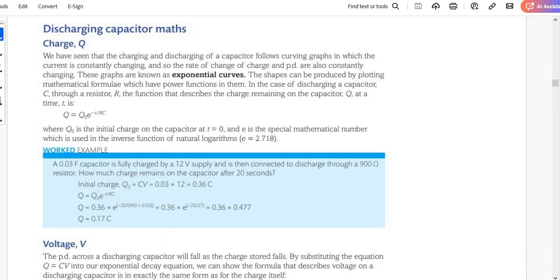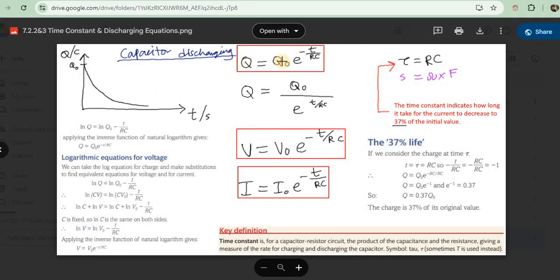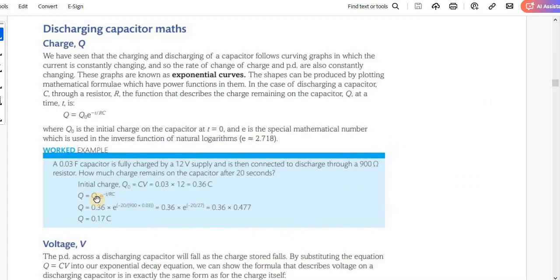So they are asking how much charge, so that means we have to find Q. So let's use this equation. Q is equal to Q naught e to the power minus T over RC. So Q naught is 0.36. How did we get that? From Q is equal to CV. Now Q naught is equal to C V naught.